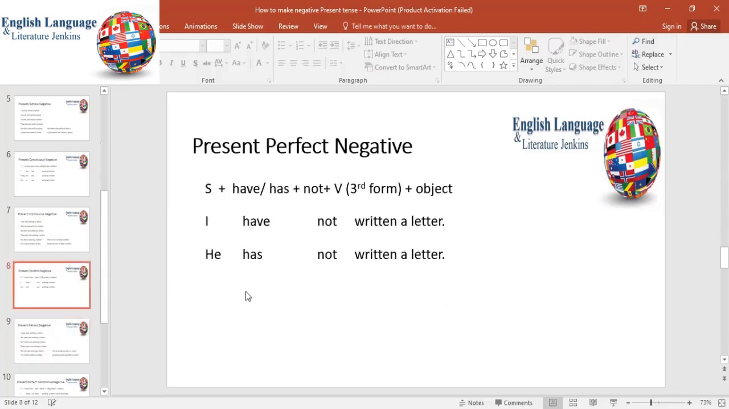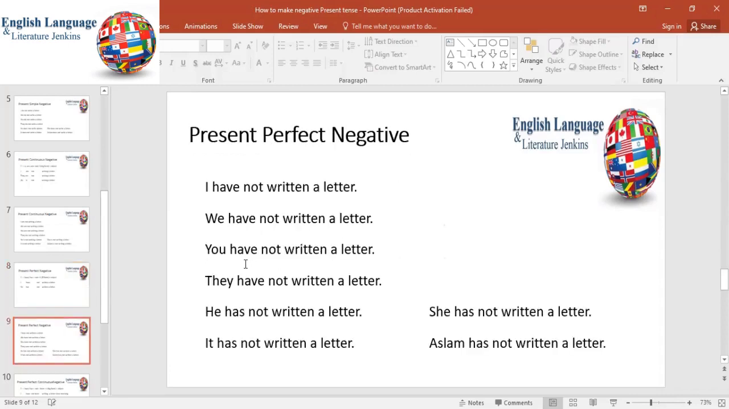Negative of present perfect. Have, has, not, verb third form. We use has with third form of the verb with third person singular, and we use have with I, we, you, and they. I have not written a letter. He has not written a letter. These are the examples of present perfect negative.